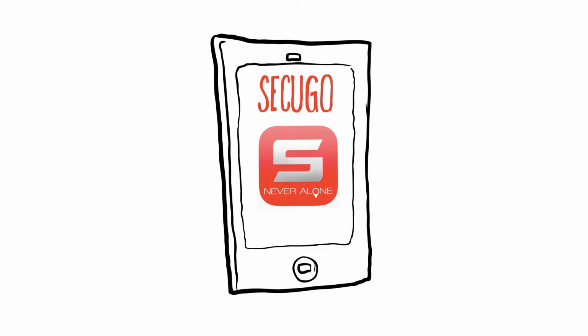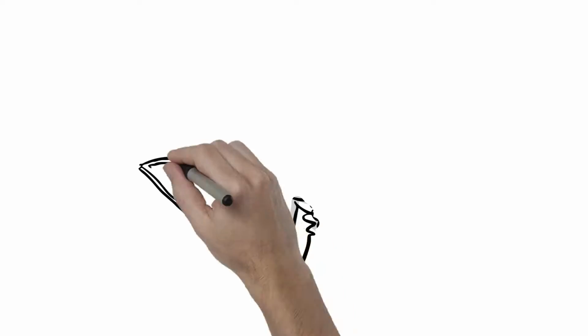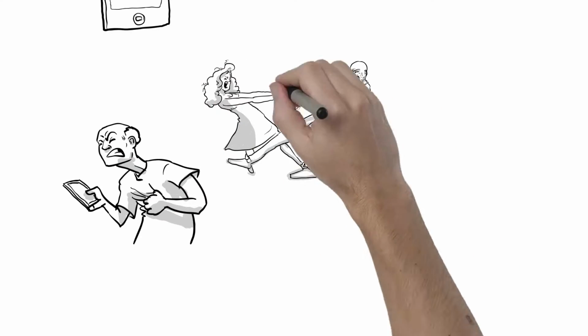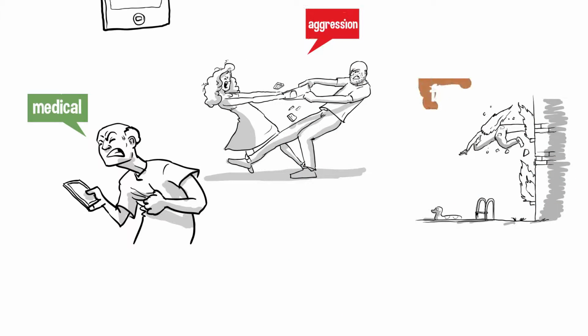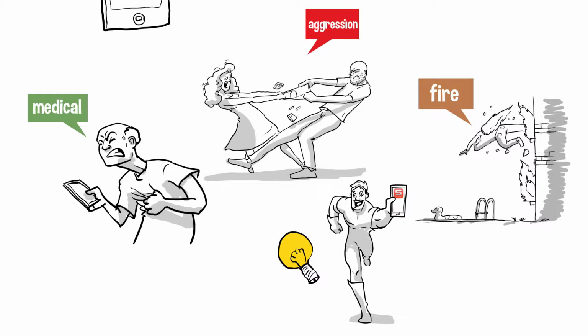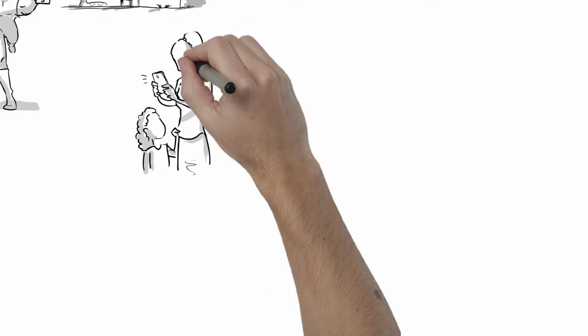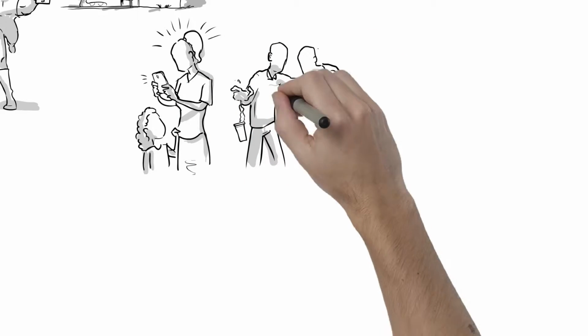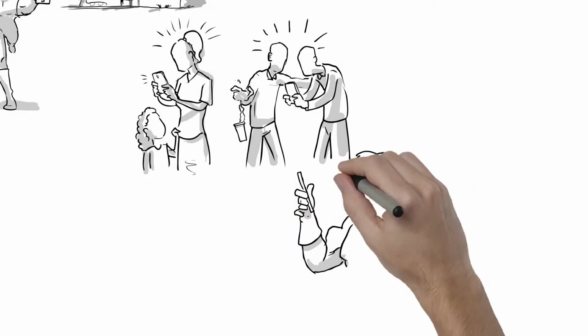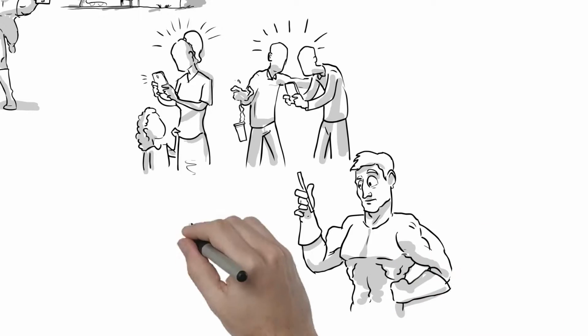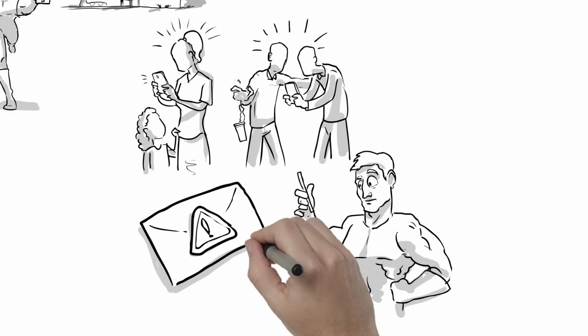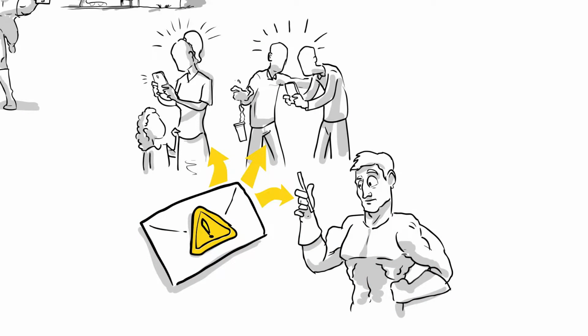Secugo is your free worldwide security network. With Secugo, you can send alert messages for medical emergencies, violence, and fire, or to seek help for others in need. Once an alert message is sent, your family, friends, and the Secugo community in your area will receive an alert along with your location and status.